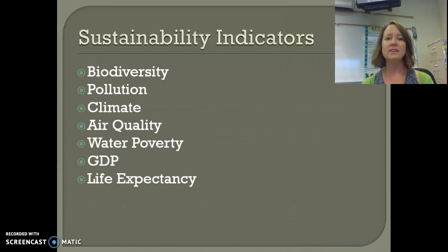All right, some of the indicators that we use to see if we are living sustainably is, the first is biodiversity. It's important that we maintain biodiversity. This is one of the things that keeps our ecosystem stable in that steady state equilibrium. Pollution is an indicator. Climate, air quality, water poverty, which is when you don't have enough access to fresh, clean water. GDP can be an indicator, and life expectancy.